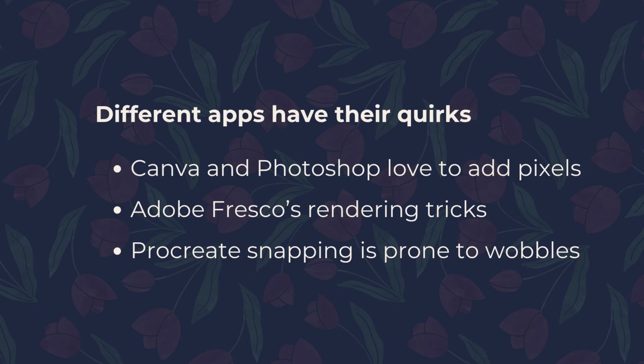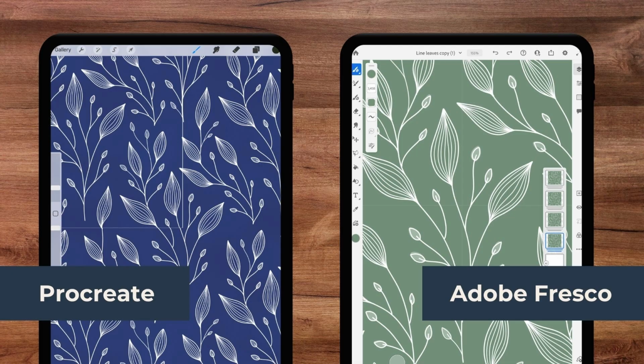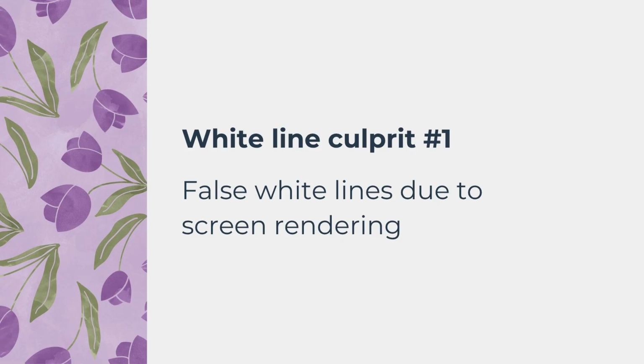Experience has shown me that different apps have their own challenges when it comes to white lines. For example, Canva and Photoshop like to add pixels to the edge of your pattern tiles. Adobe Fresco frequently trips us with rendering issues, and Procreate snapping can be finicky, especially if you have shaky hands. For this video, I'm going to focus on Procreate and Adobe Fresco to demonstrate the three most common causes of white lines in patterns.